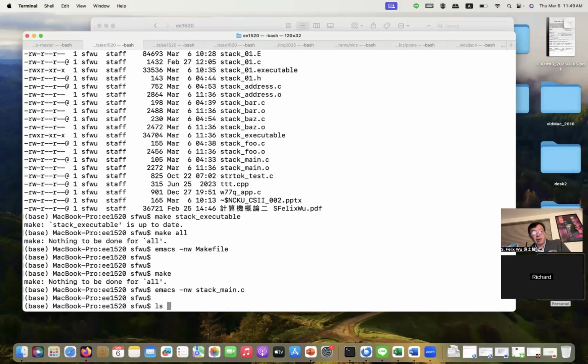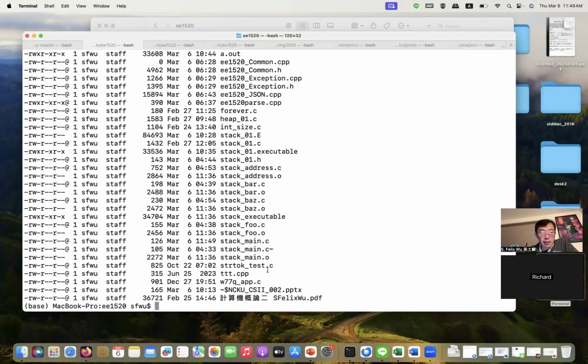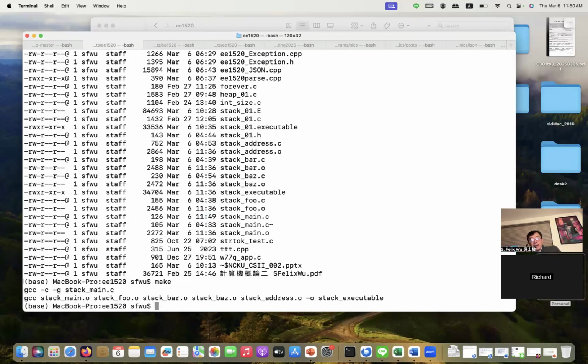If you now take a look at ls -l, you can see stackman.c has been updated to be 11:49, which is much newer and is newer than both stackman.o and the stack executable. The stack executable is here, 11:36, and stackman.o is also 11:36. So stackman.c is the newest. So now if I type make, you see that it will trigger both of them.